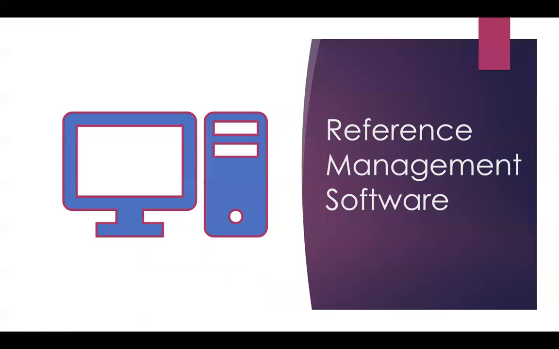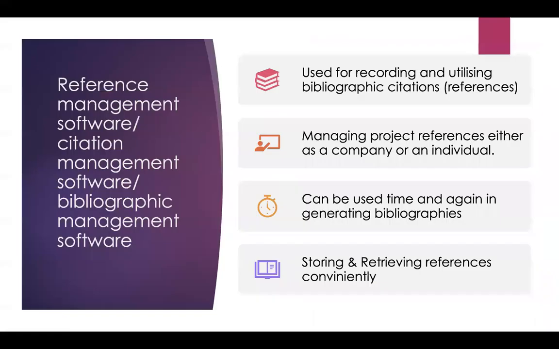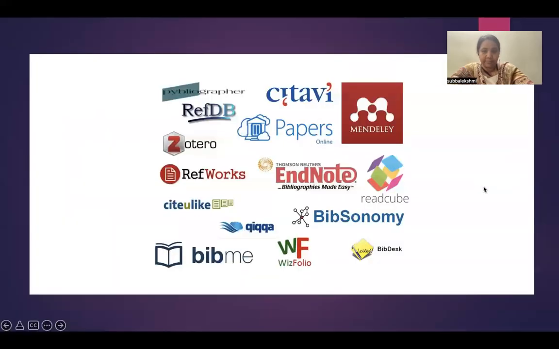So the last part of the lecture that we're going to go into is the reference management software. What is a reference management software or a citation management software or bibliographic management software? These are basically softwares which are used for recording and utilizing bibliographic citations or references. They are used for managing project references, either for an individual or for all of us together. They can be used time and again in generating bibliographies and help us to store and retrieve references conveniently.